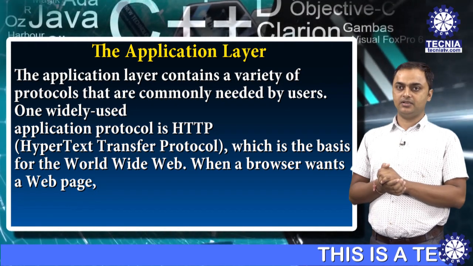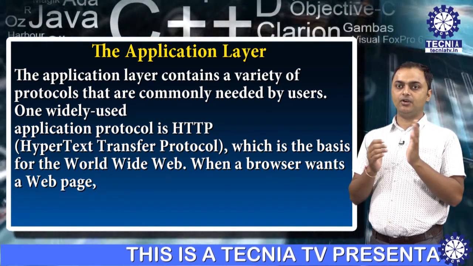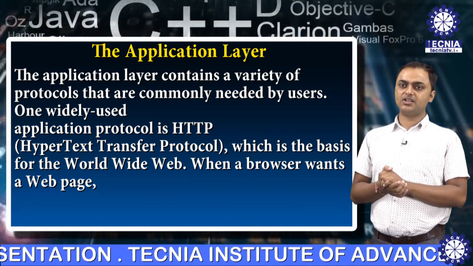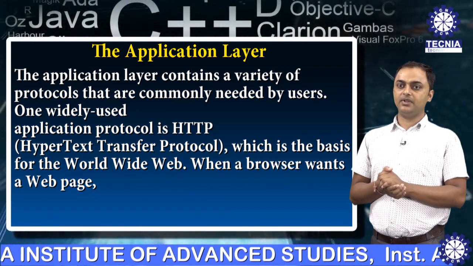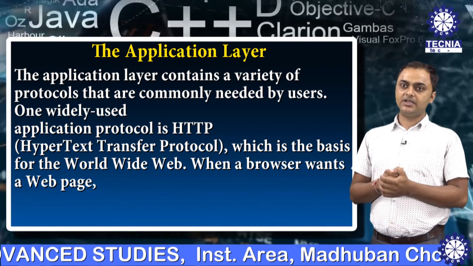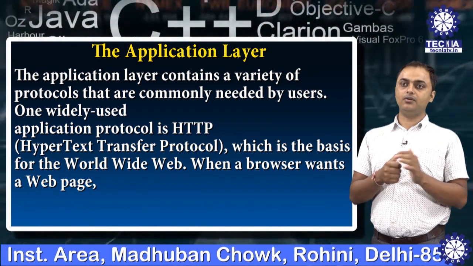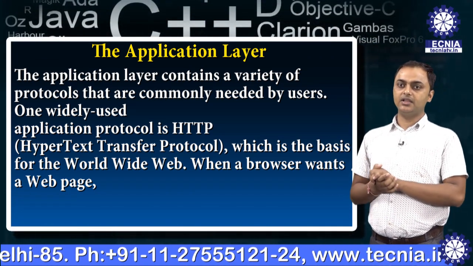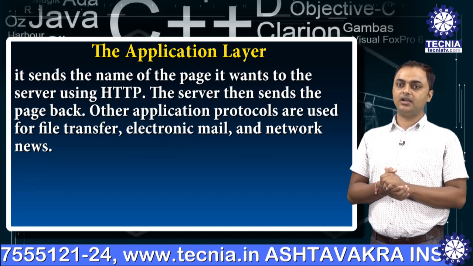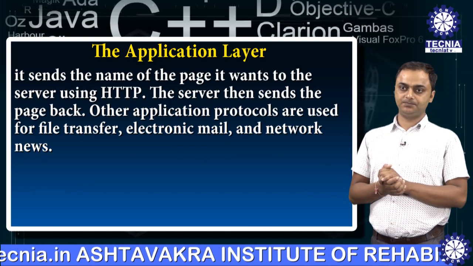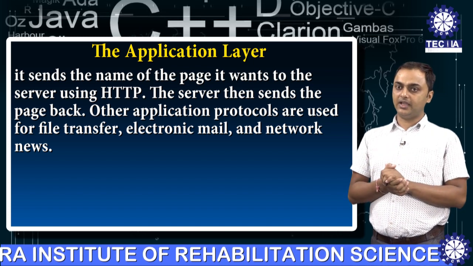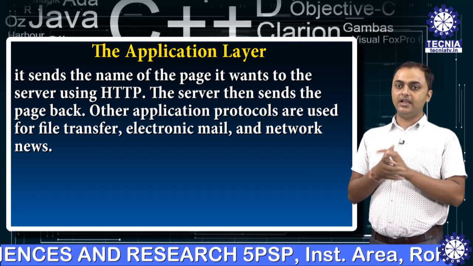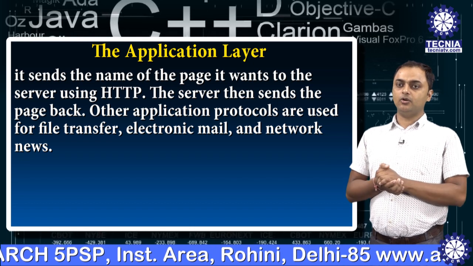Next layer is the application layer. The application layer contains a variety of protocols that are commonly needed by users. One widely used application protocol is HTTP, that means Hypertext Transfer Protocol, which is the basis of the WWW, that means World Wide Web. When a browser wants a page, it sends the name of the page it wants to the server using HTTP. The server then sends the page back. Other application protocols are used for file transfer, electronic mail, and network news. This is all about the OSI reference model.